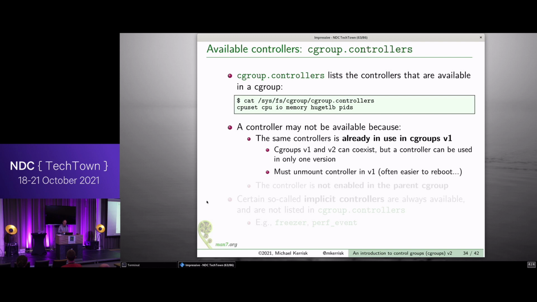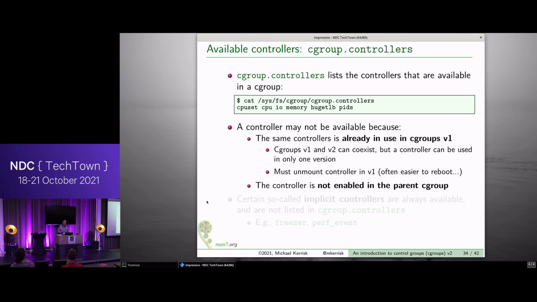And this is one of the points. Cgroups version 2 is designed so it can coexist with cgroups version 1, subject to a restriction, which is if you use a controller in cgroups version 1, you can't use it in cgroups version 2. So if I was on a system that had both cgroups version 1 and cgroups version 2 available, and I was using a certain controller in cgroups version 1, then I wouldn't see it in the cgroup.controllers file in the root of the version 2 hierarchy. So this is one reason why I might not see some controllers there. There's another reason.